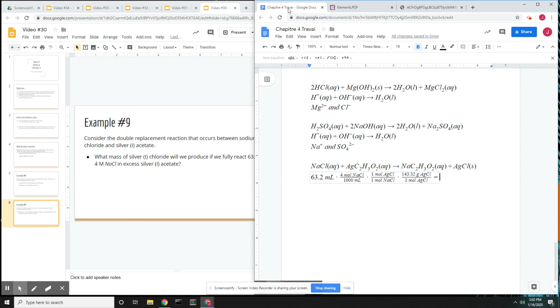Because my 4 only has one significant figure, my final answer here can only have one significant figure. And I end up with 40 grams of AgCl.